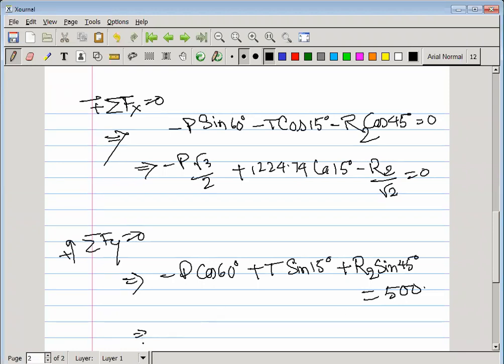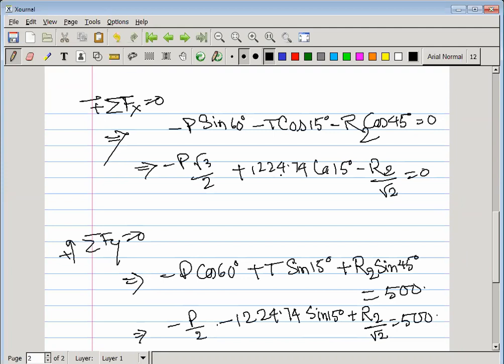Here now put the value, minus P cos 30 is by 2 and T value is minus 1224.74 sine 15 degree plus R2 by root 2 is equal to 500. Okay, so if we just write down, can anyone tell me what is the value?